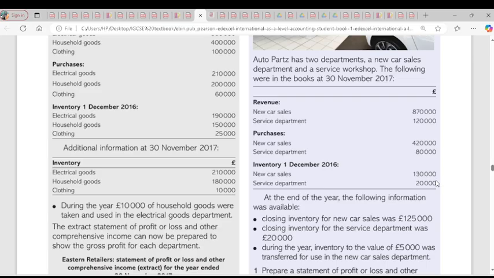So our gross profit for the new car sales department is 440,000. Our service department has 45,000 gross profit. I think it's clear.